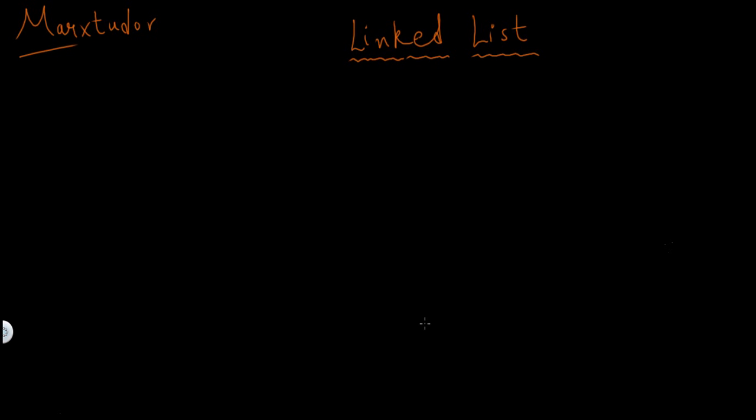Now first of all, what is a list? A list is a collection of similar type of elements. There are two ways of maintaining a list in memory. The first way is by storing elements of the list in an array, and the second way of maintaining a list in memory is by using a linked list.